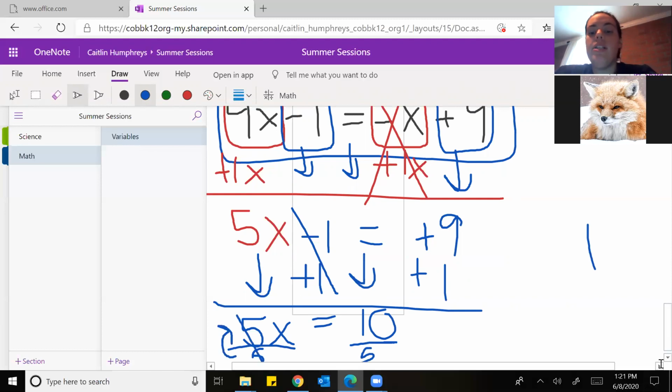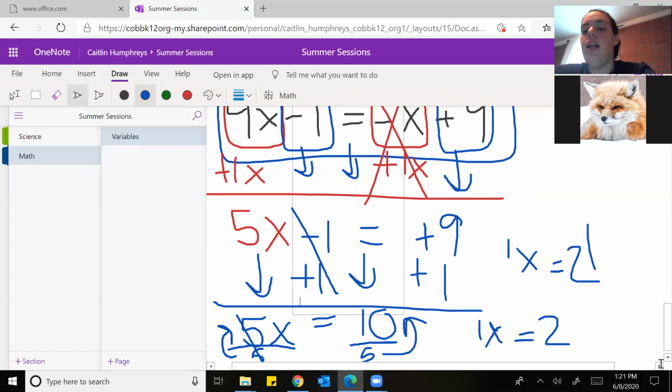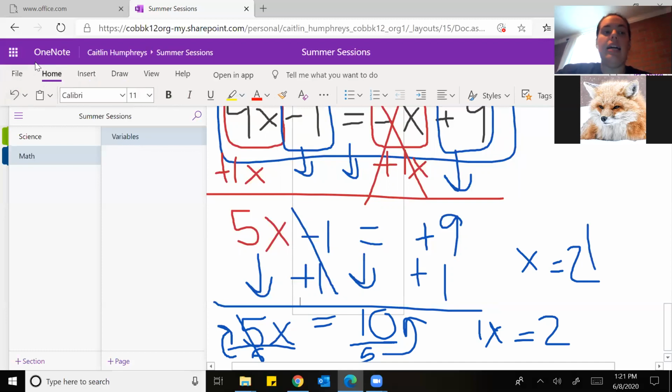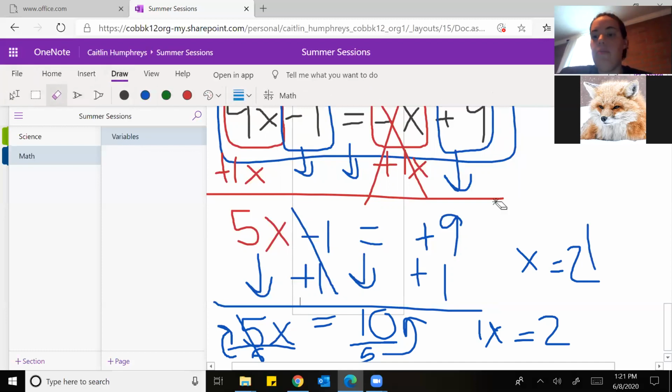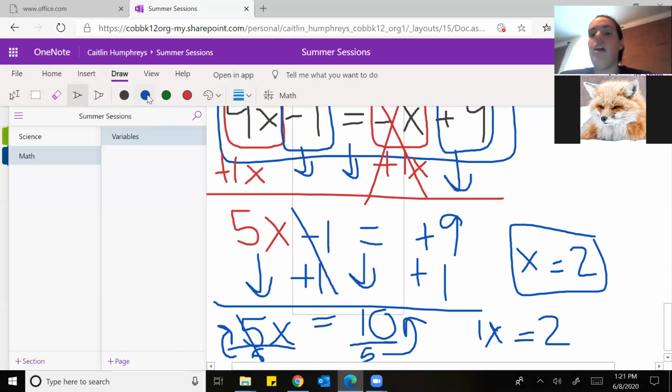5 goes into 5 one time. So one of those x's is equal to 5 goes into 10 2 times. And remember, you'll most likely see the answer is x equals 2, because there's that implied 1. So your final answer for that was x equals 2. Let me erase that so it doesn't look like 21. X equals 2 is your final answer for that equation with variables on both sides.